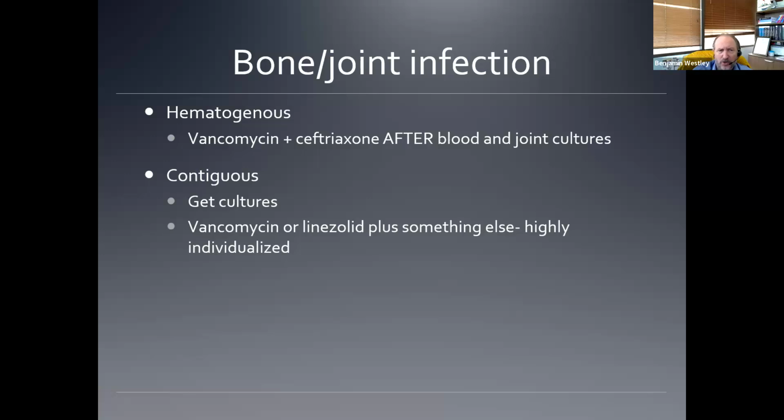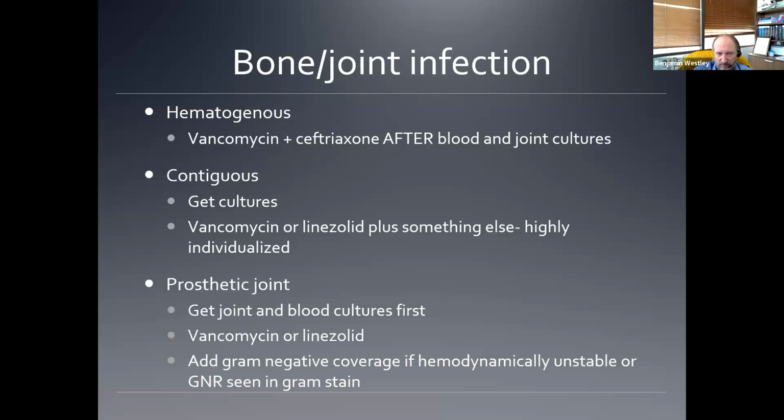And then we need to get cultures. We always need to know what organism is in the joint and or bone, if at all possible, so we can properly treat them. So for these surgical ones, gram positive and probably something gram negative is frequently given up front. These are really individualized cases that should be treated with infectious disease help. And the same can be said for prosthetic joints.